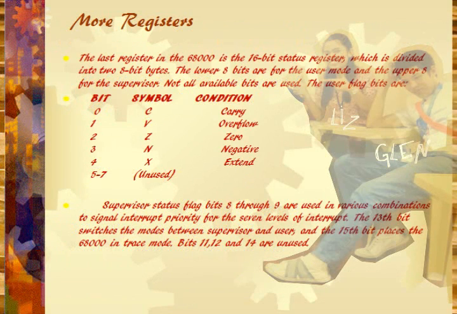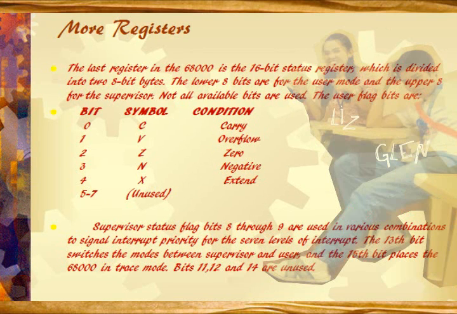More registers. The last register in the 68000 is the 16-bit status register, which is divided into 2 8-bit bytes. The lower 8 bits are for the user mode and the upper 8 for the supervisor. Not all available bits are used. Supervisor status flag bits 8 through 9 are used in various combinations to signal interrupt priority for the 7 levels of interrupt.